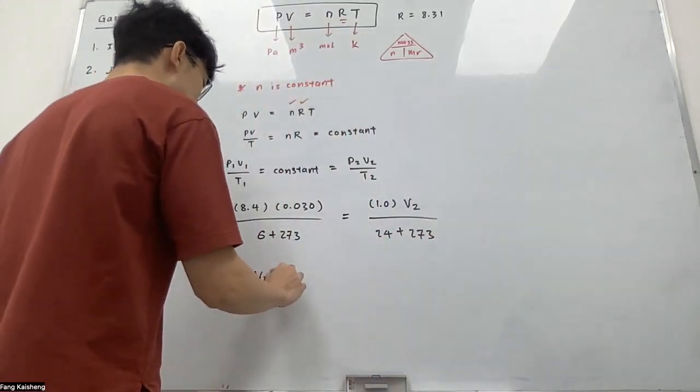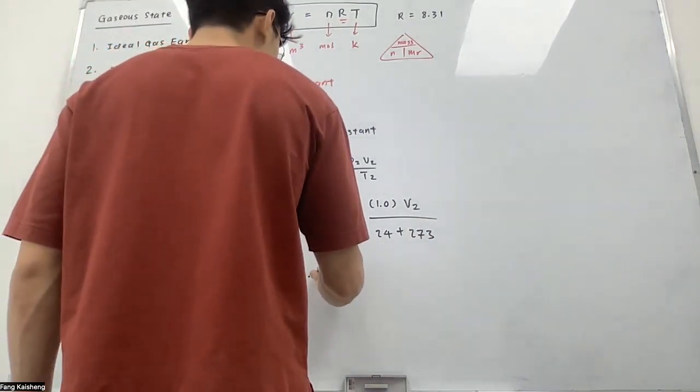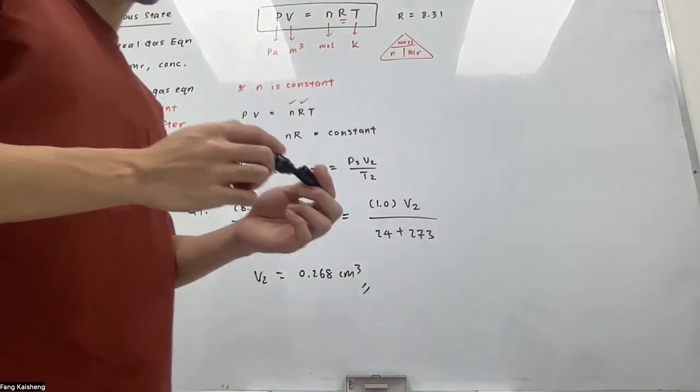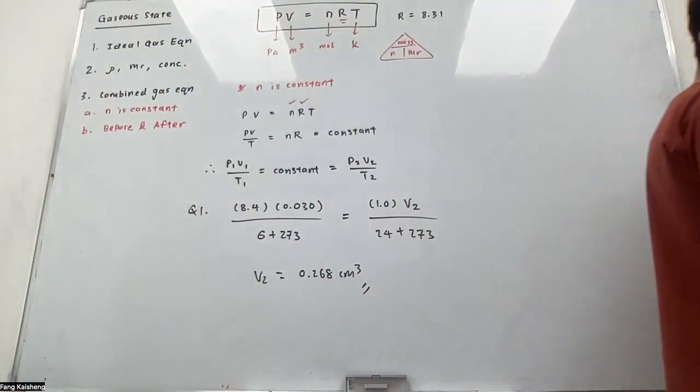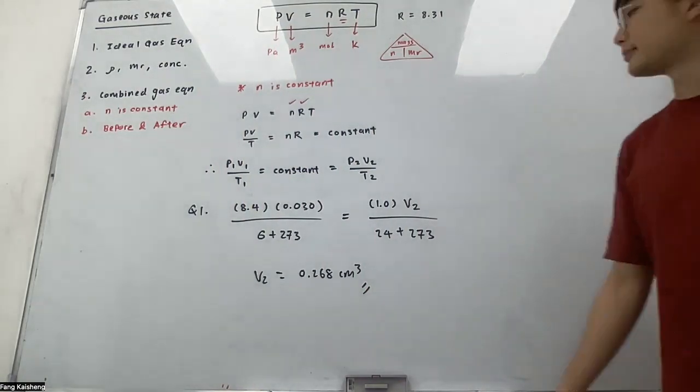Okay, then from there you can find V2. Just make sure your V2 remains consistent. If you didn't convert your cm cube, it's still cm cube. Okay, then go and try the other two questions. So it's all about saving time here.